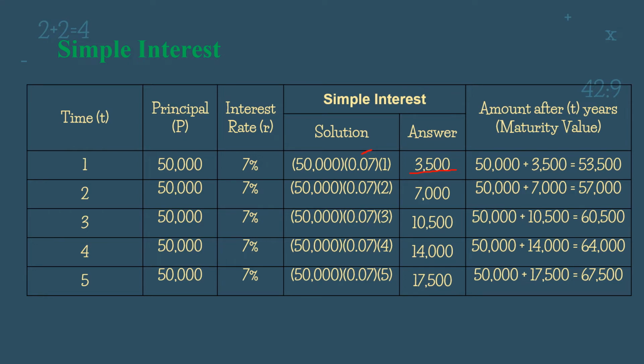So 50,000, the principal, plus 3,500. So within 1 year, that is now 53,500. Within 2 years, just substitute to the formula: 50,000 times 0.07 times 2 is 7,000. So 50,000 plus 7,000 is 57,000. So, yearly, it increases.